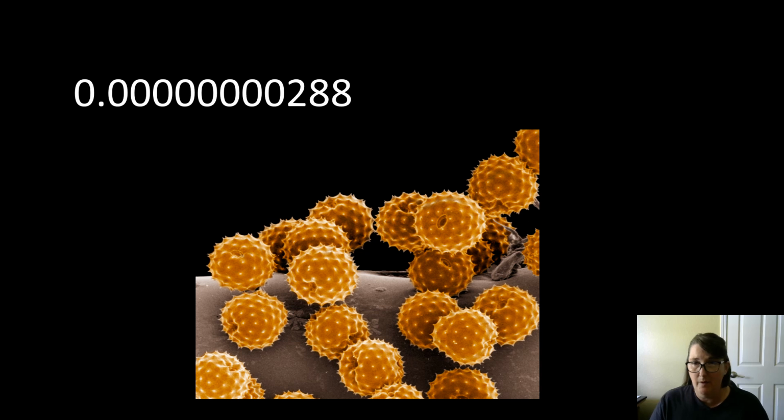All right, so now I have a really small number. When I have zeros that are in the front, this is a very small number. This could be something like pollen, it could be bacteria, but this is a very small number. But we set it up the same way. So I'm going to come here, and I need to find my first whole number that I hit from this side. So I go, and I hit 2. The decimal point comes after that whole number.